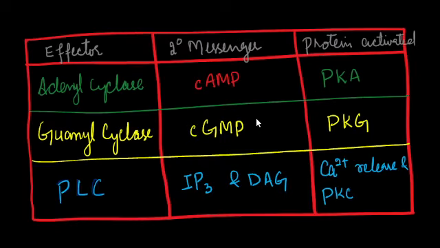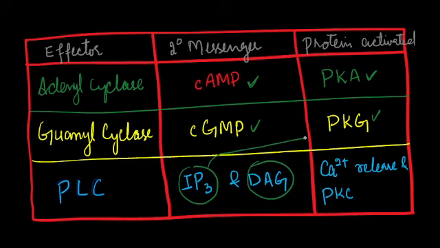You can see for adenyl cyclase we have the secondary messenger cyclic AMP, and the protein it's going to activate is protein kinase A. Similarly, for guanylyl cyclase we have the secondary messenger, that is cyclic GMP, and the protein it's going to activate is PKG. For PLC, the secondary messengers will be IP3 and DAG. Now here IP3 is going to help to release the calcium ion, and similarly DAG will recruit the PKC, which will do the further functions.